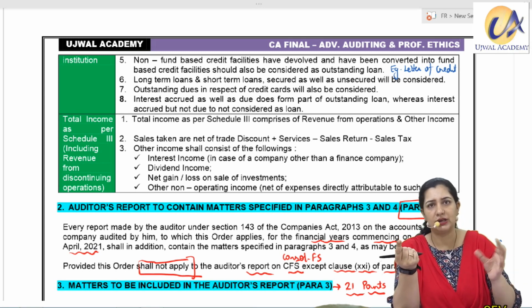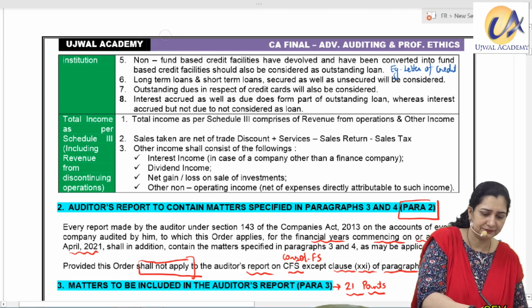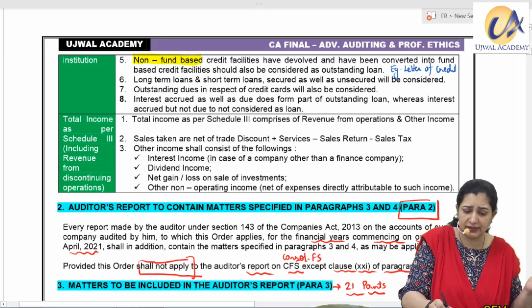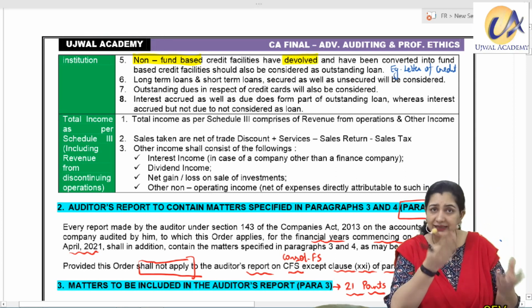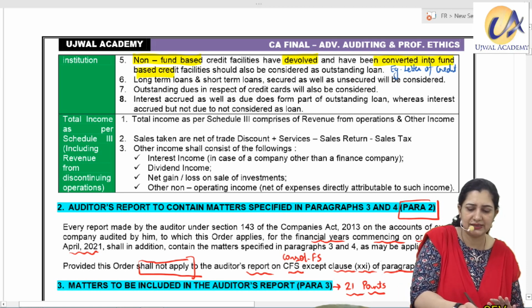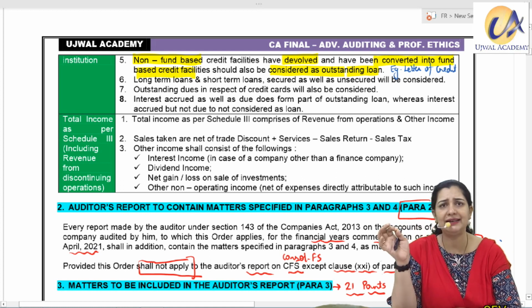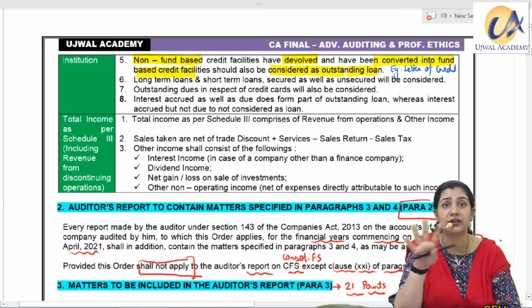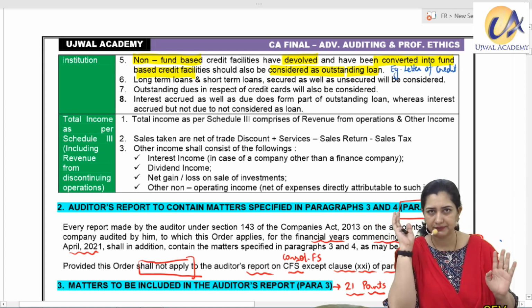So it is like a loan now. Okay, it will be counted. Non-fund based credit which has devolved, devolved means now the liability is incurred. That is also converted into fund based. It should be treated as a loan. If it is only a guarantee letter or a letter of credit, it is not counted in that amount. But if I have defaulted and now that amount is payable to the bank, it will be counted.